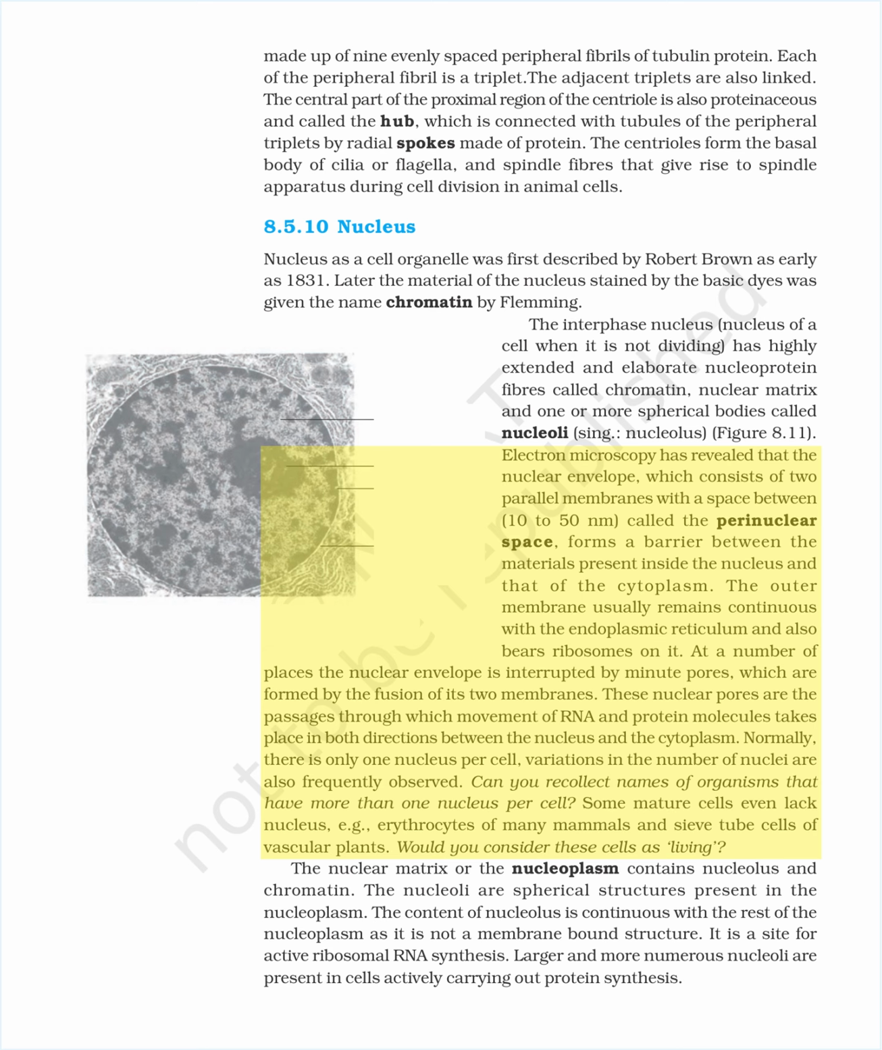Normally, there is only 1 nucleus per cell. Variations in the number of nuclei are also frequently observed. Can you recollect names of organisms that have more than 1 nucleus per cell? Some mature cells even lack a nucleus, e.g., erythrocytes of many mammals and sieve tube cells of vascular plants. Would you consider these cells as living?